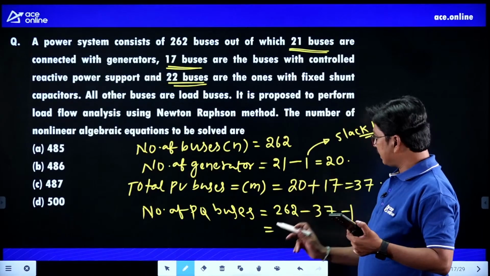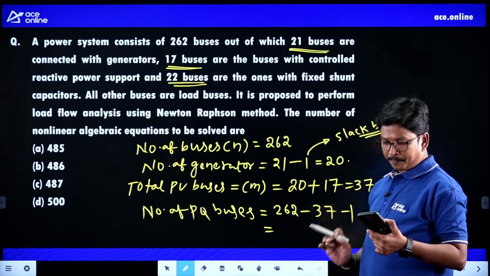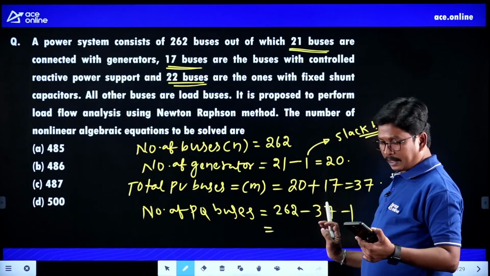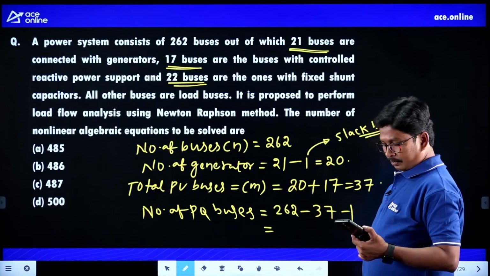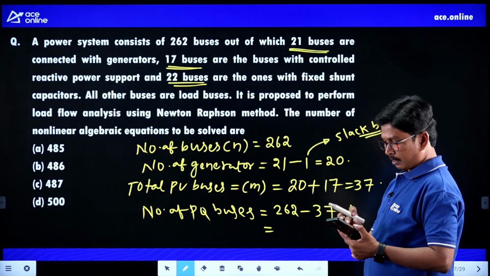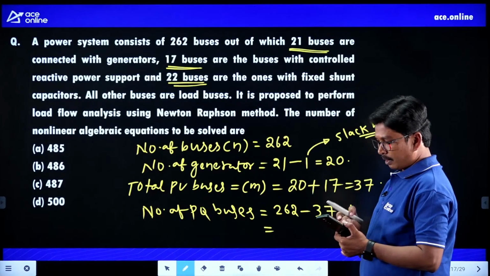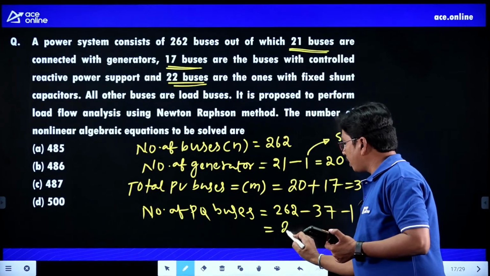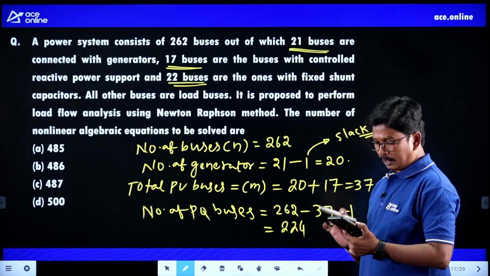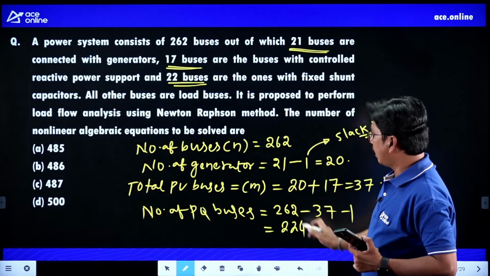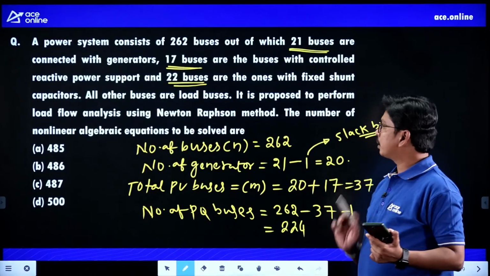What is the answer? Good evening Amla. What is 262 minus 37 minus 1, students? 224? Yes. The number of PQ buses will be 224.